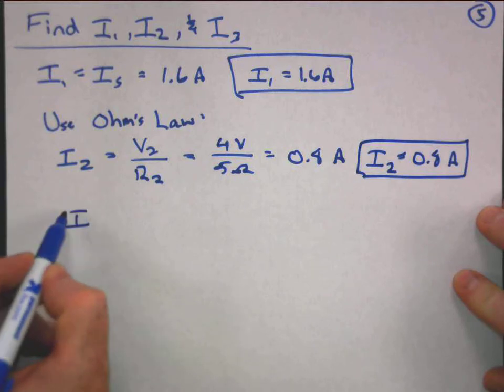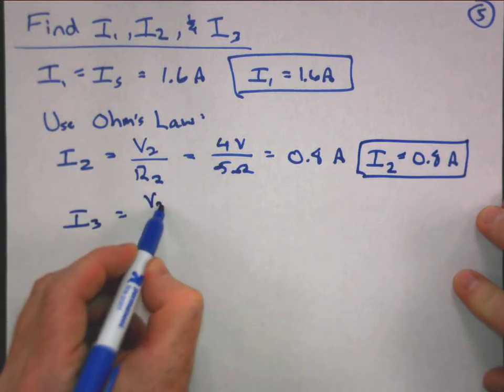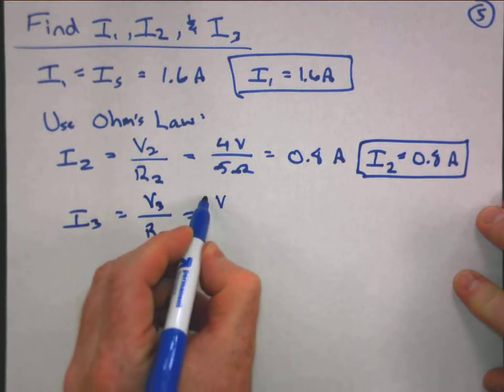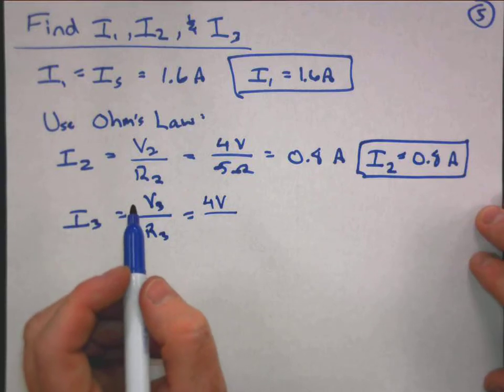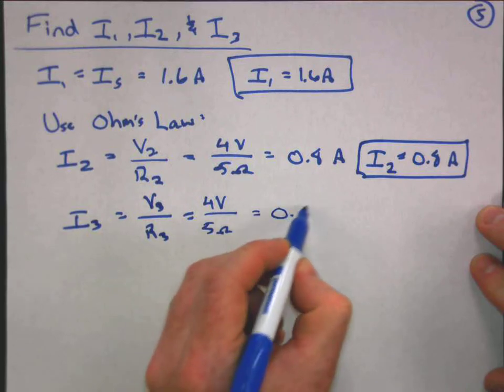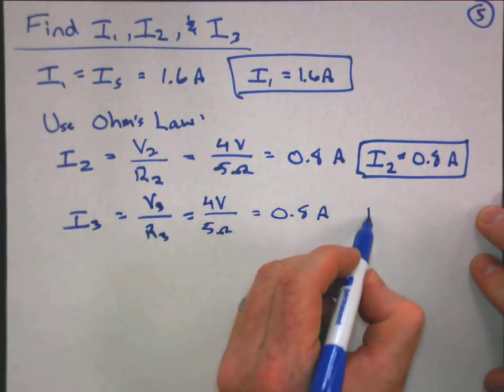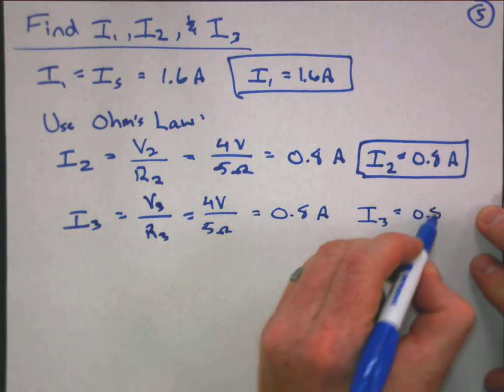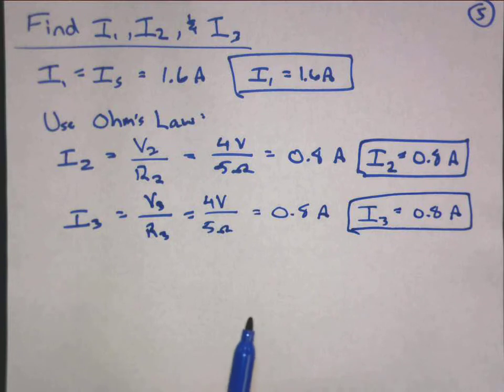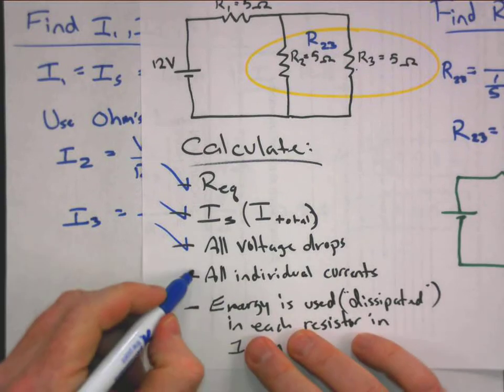And finally, I3: voltage 3 divided by R3. You have 4 volts, and the resistance of R3 was 5 ohms again. And so 0.8 amps. So I3 is 0.8 amps. Okay. Cool. Now, it looks like I have finished finding individual currents. That was pretty fast. I can check this off the list.